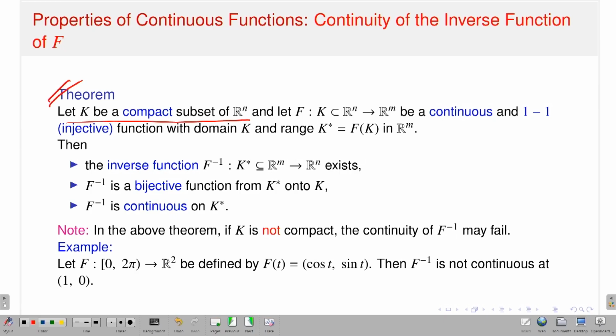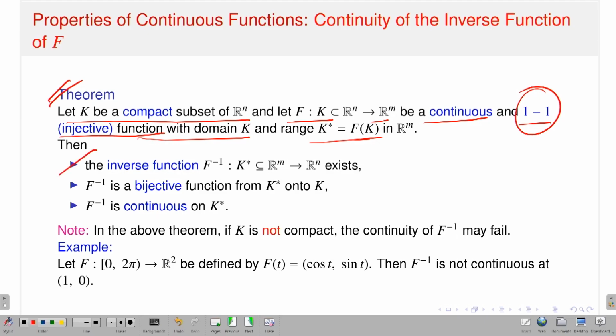I am starting with a compact subset of Rn. Let capital F be defined on the compact set K, a subset of Rn, to Rm, which is continuous as well as 1-1, or injective. Injective means that the inverse exists on the domain. And if I define the range K star, which is the image set F of K in Rm, then the following conclusions are true.